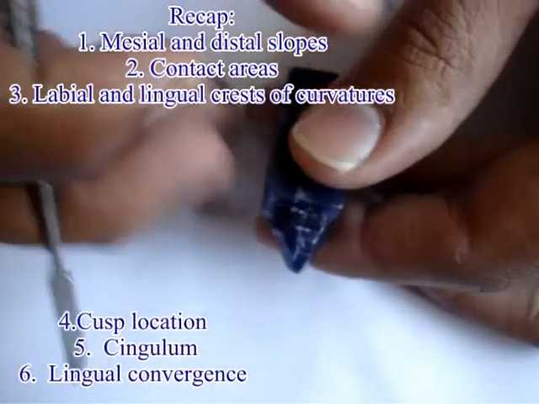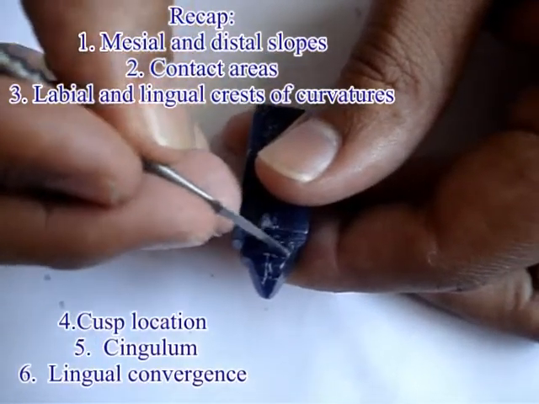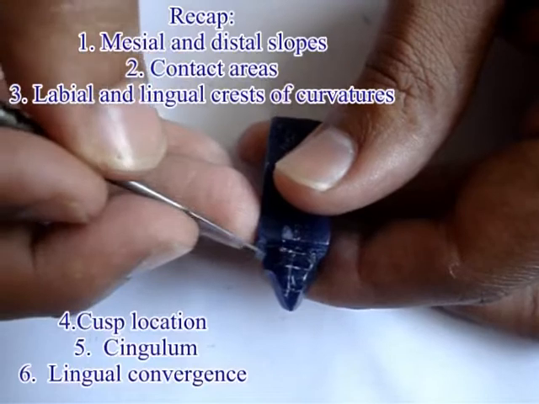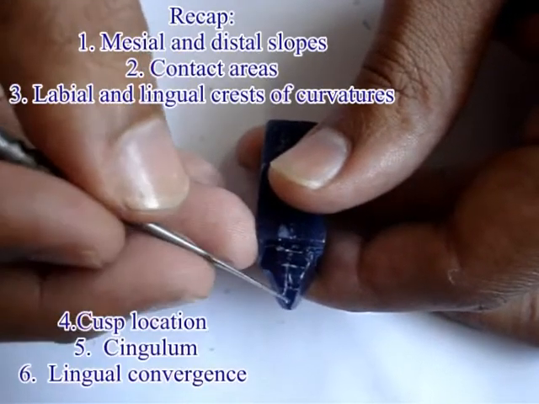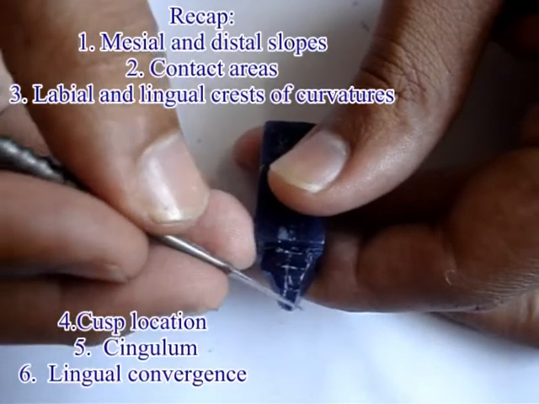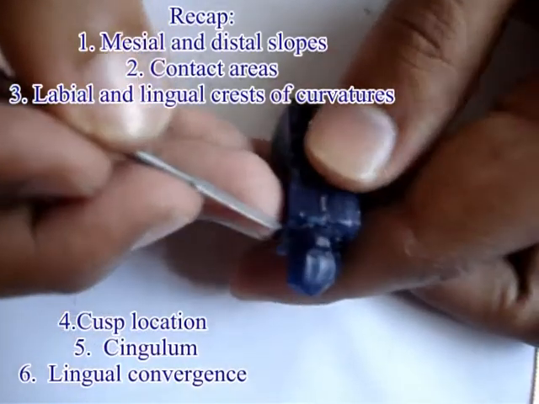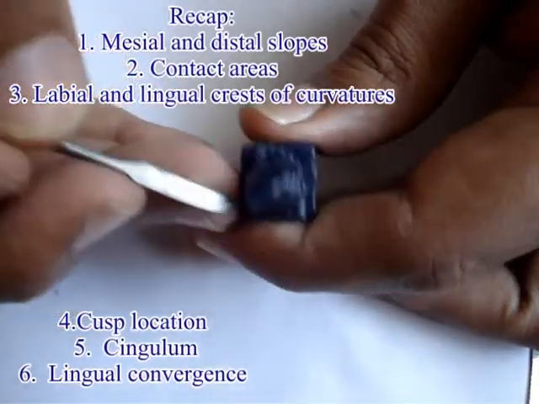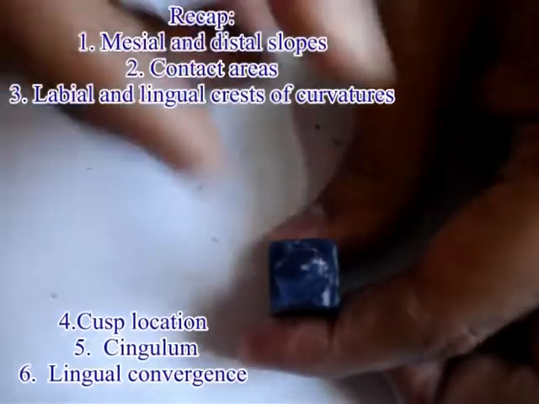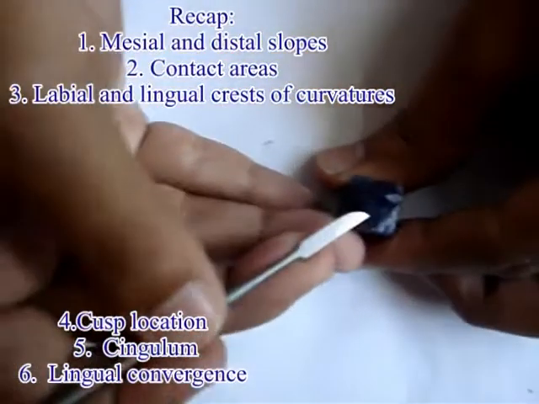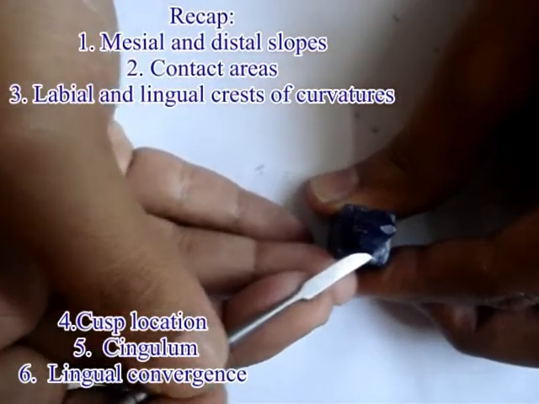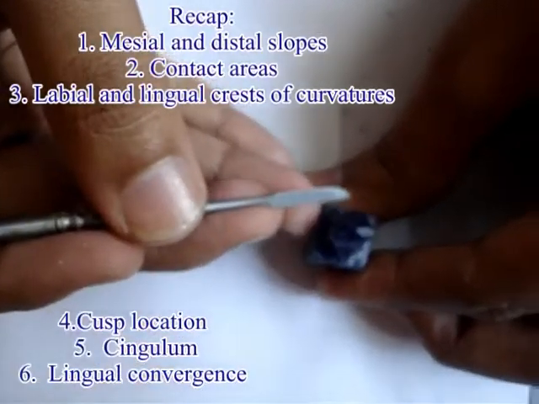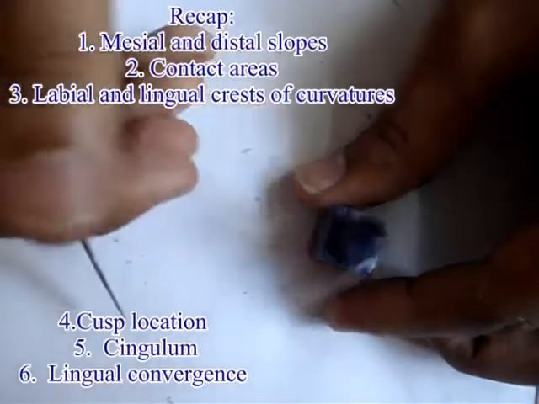When we look at it from the distal aspect, the labial crest of curvature is in the cervical third. You can see a prominent cingulum here. The cusp tip is more labially placed, and you can appreciate the lingual convergence from the incisal aspect. The mesiodistal width of these lingual line angles is shorter than the labial line angles mesiodistal width.